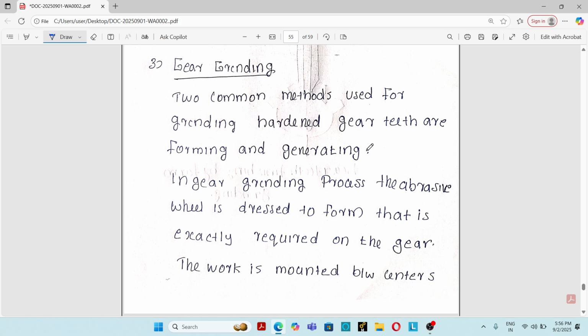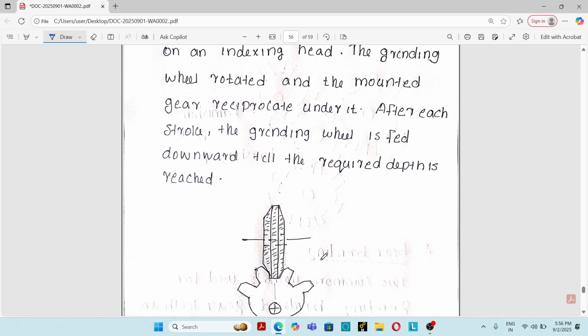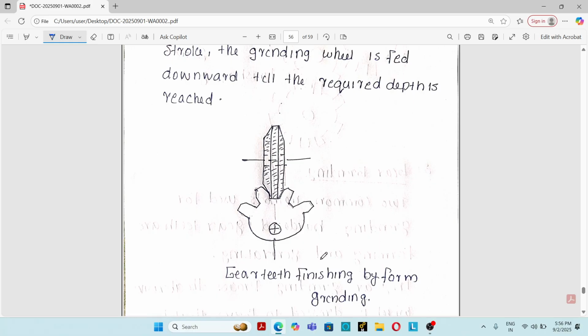In gear grinding, the abrasive wheel is dressed to the form that is exactly required on the gear. This is gear grinding by the forming process. Initially the abrasive wheel is dressed, changing its shape to exactly what is required on the gear. The work is mounted between centers on an indexing head. The grinding wheel rotates and the mounted gear reciprocates under it. After each stroke, the grinding wheel is fed downward until the required depth is reached. This is the figure of gear teeth by form grinding.